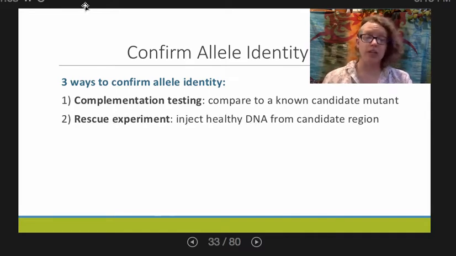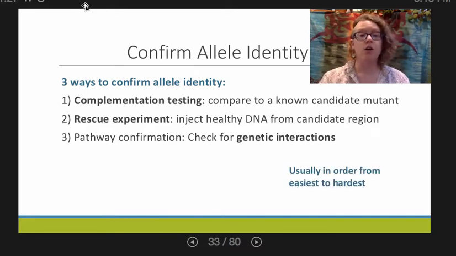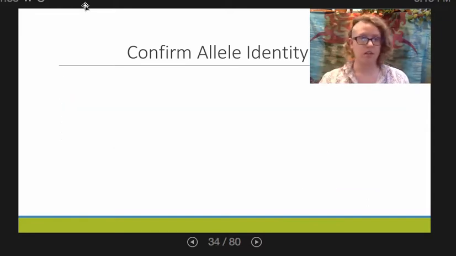The second is a rescue experiment where you inject healthy DNA of the candidate gene to see if it rescues the mutant phenotype. And the third is pathway confirmation, essentially seeing if your mutation acts as if your candidate gene has been mutated in the context of predictive genetic interactions. We'll talk about all 3 of these. I do all 3, but I work in order from easiest to hardest.